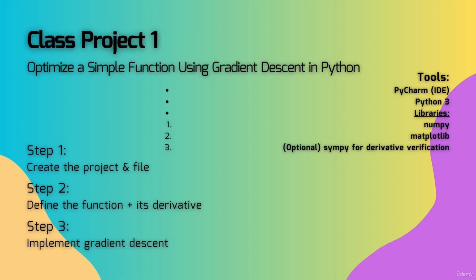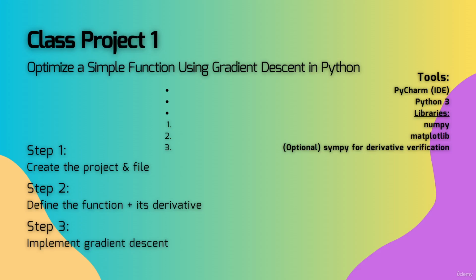Now, the libraries or modules that you need to use in this class project are going to be NumPy to handle your data. Then we're going to use matplotlib, which is basically going to help you to visualize your data. And the third, optional library that you can use to derive your verification and your variable is SymPy.